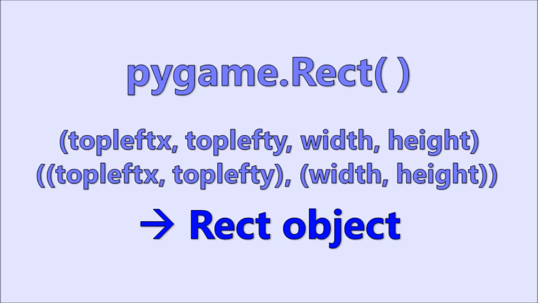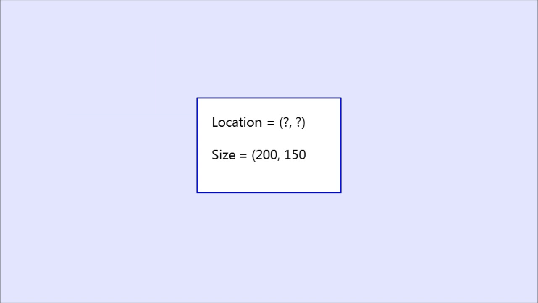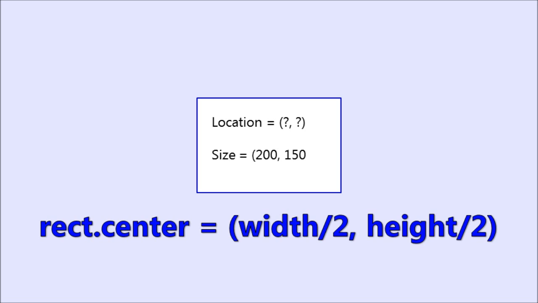Another great thing about rect objects in Pygame is that they automatically calculate any changes to all their attributes whenever you change just one of them. For example, let's say I have a rect object located at 0, 0, or the top left corner of my window. Now let's say I want to move it to the center of the screen. I can simply tell it to change rect.center to width over 2, height over 2, and it will automatically change the location information to the correct values.